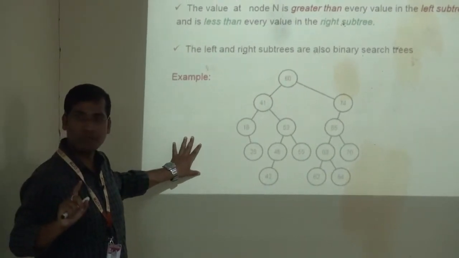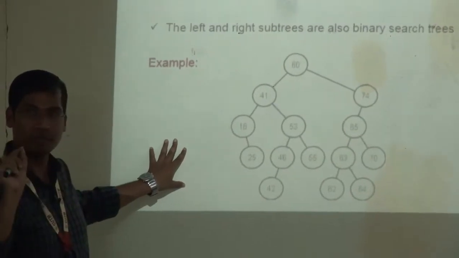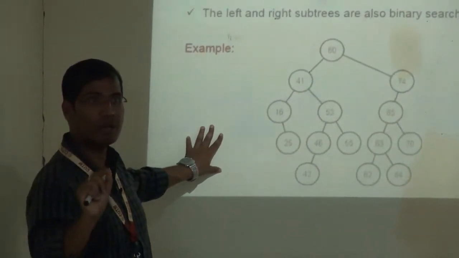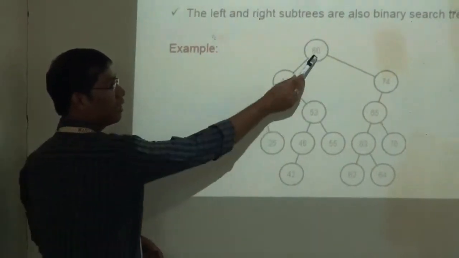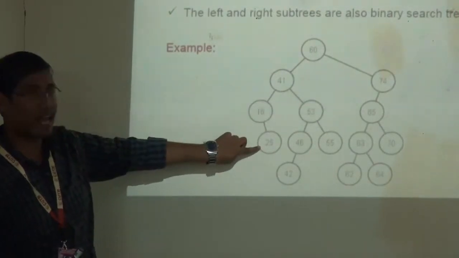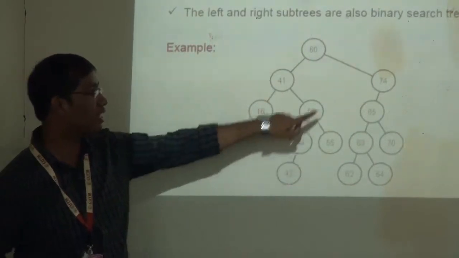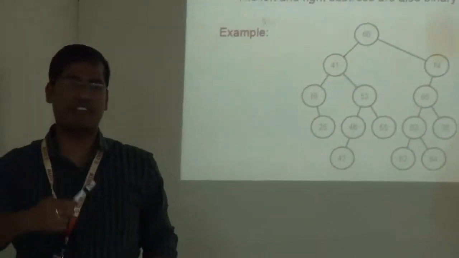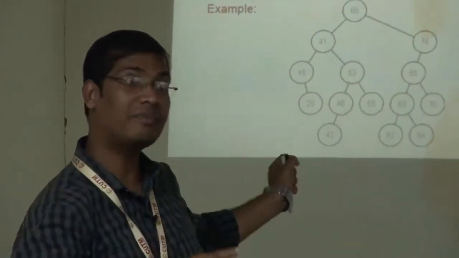What is the first property? It must be binary. Check each and every node, and each and every node must have at max 2 children. Come to this, it has 2 children. Come to this node, it has 2 children. Come to this node, it has 1. 53 has 2 children. 46 has 1 child. Similarly, you check each and every node, you will get each and every node has at max 2 children. That means it's a binary tree. Confirm, it's a binary tree.